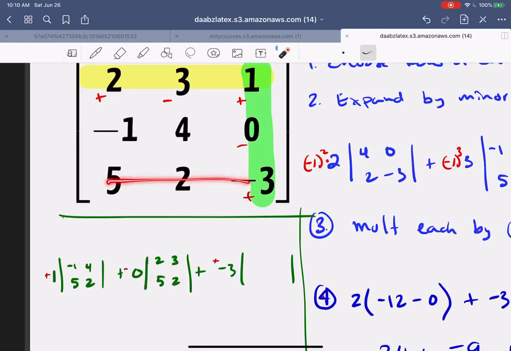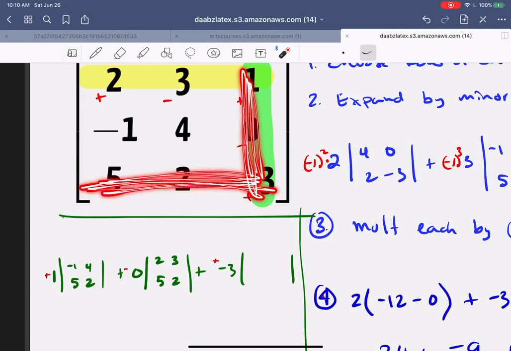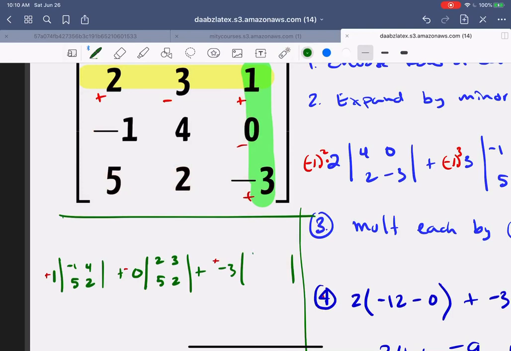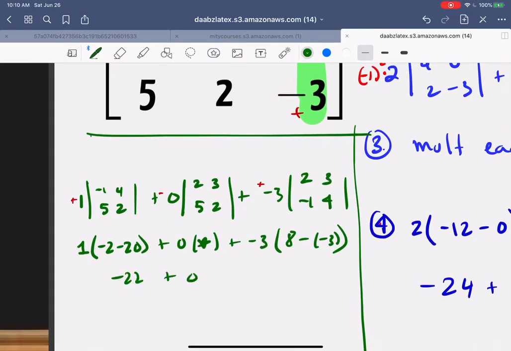That's why you want to pick rows or columns that have a bunch of zeros on them. Because this one, who cares? All right, for the 3, we're going to block out this row and this column, and that will give us that submatrix. So we will have 2, 3, -1, 4. And then we just finish the computation. This will be 1 times -2 minus 20 plus 0 times, who cares, plus -3 times 8 minus -3. So that's going to give me -22 plus 0 plus -3 times 11, -22 plus -33, -55.